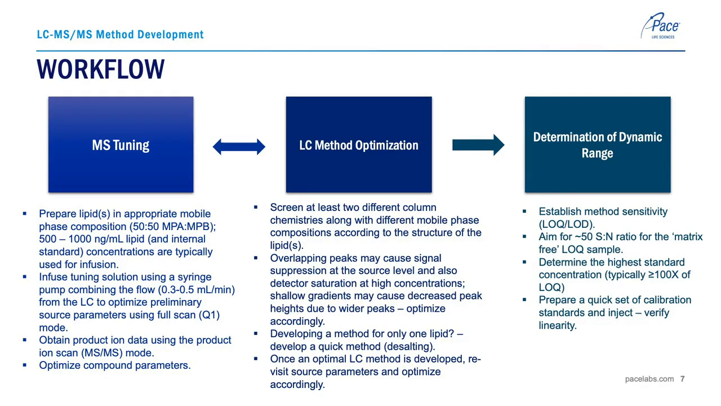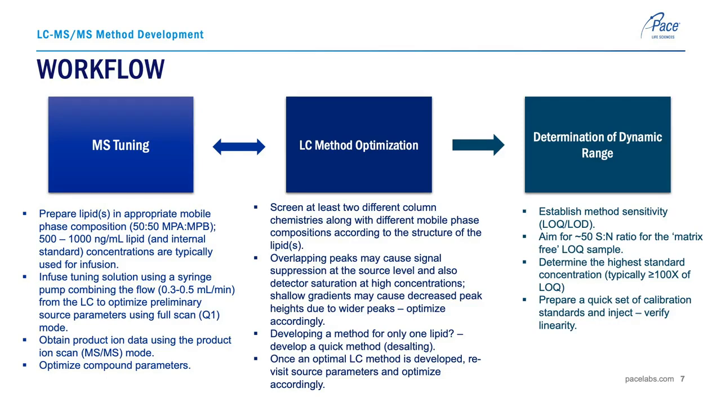Moving on, LC method optimization involves screening columns with different stationary phase chemistries and various mobile phase combinations and compositions. Bioanalytical methods are usually quick and have under 10-minute runtimes, but the runtime may vary depending on the number of analytes that need to be analyzed. Gradient optimization is performed once the mobile phases are locked.